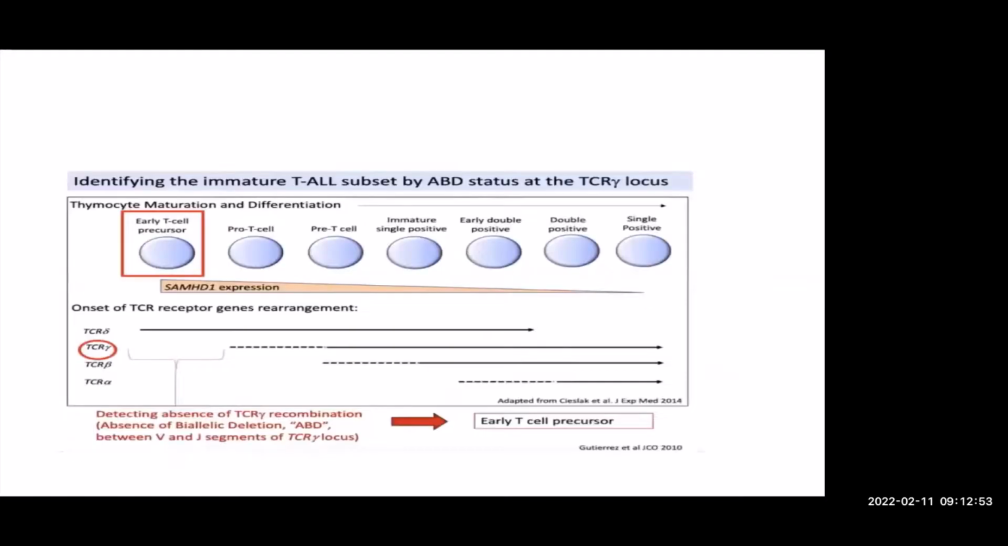And this UKALL 14 study has identified some markers which predicted inferior outcomes. As we have seen, the early T cell precursor arises from the double negative T cells, and these cells lack the expression of T cell receptor. They identified the absence of biallelic deletion, which identifies the absence of T cell receptors on the surface of T cells. And these cells had increased expression of SAMHD1. They suggested that increased expression of SAMHD1 has resulted in resistance to nelarabine.